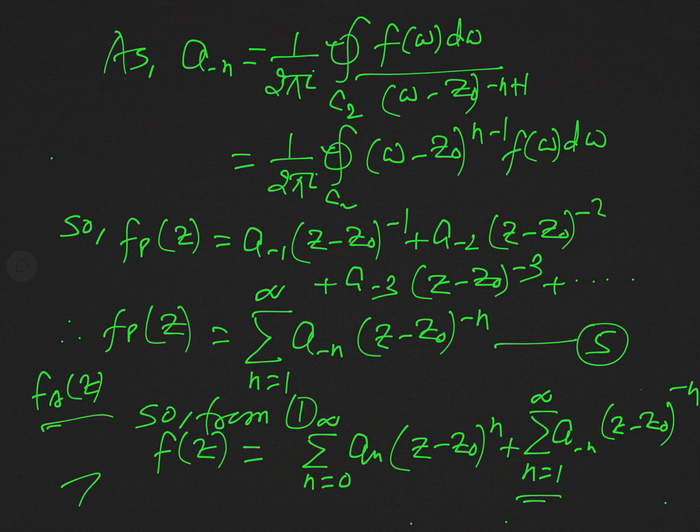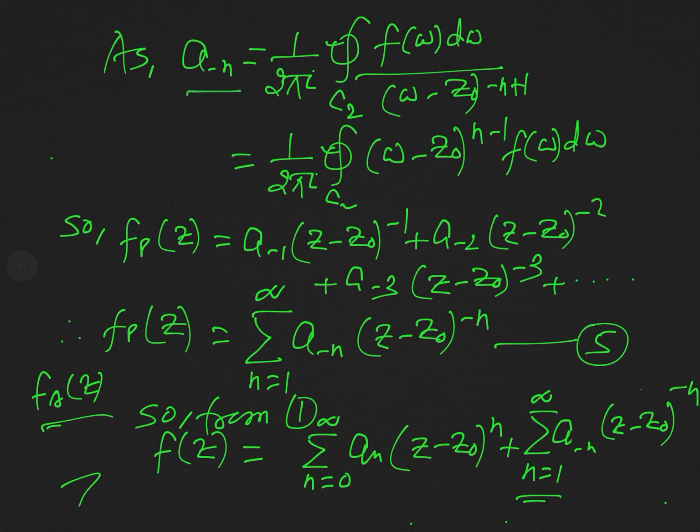Now we have defined the coefficient a minus n in the statement of Laurent series. And how was it defined? It was in fact defined as a minus n equal to 1 over 2 pi i integral along C2 of f(w) dw by w minus z naught whole to the power minus n plus 1. And we can write it, if we take this denominator in the numerator, this will be simply w minus z naught to the power n minus 1.